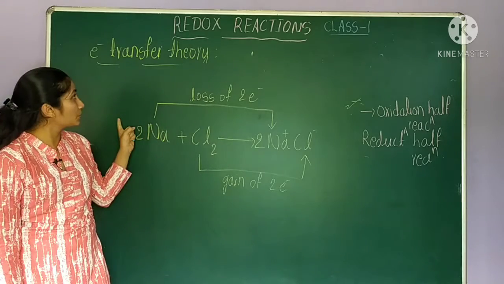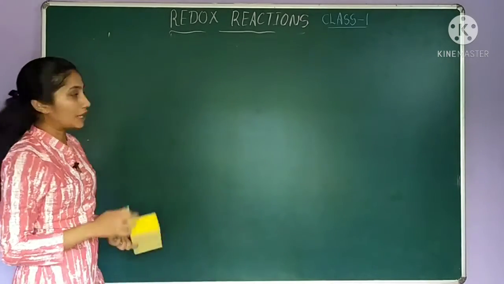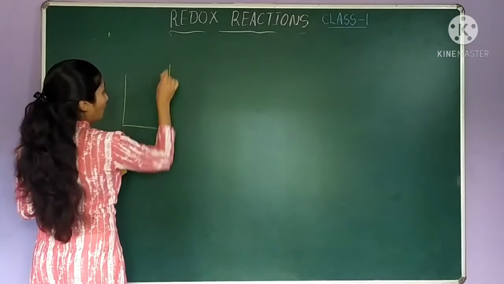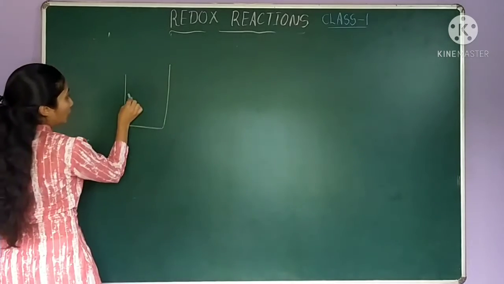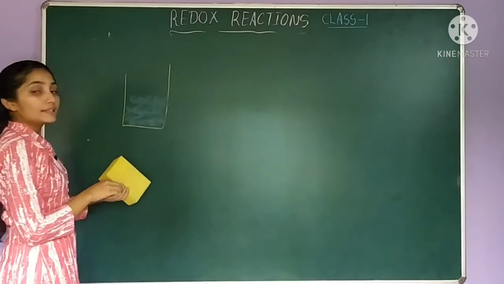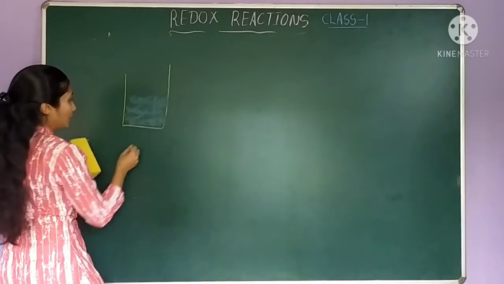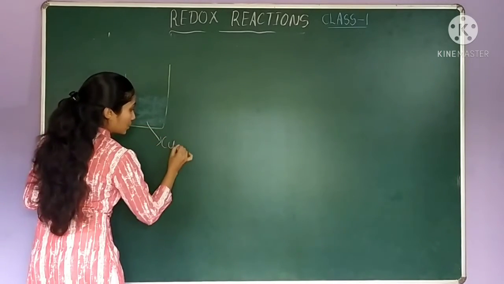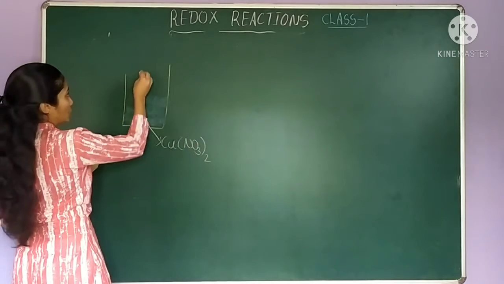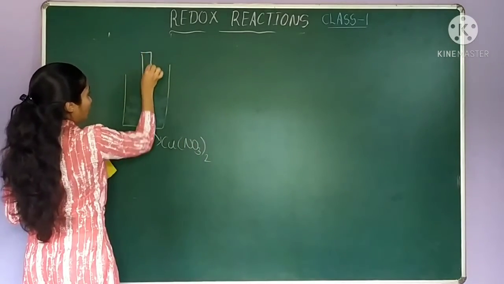Okay, so next is competitive electron transfer. Let us take a beaker which contains copper nitrate solution, which will be blue in color. So what's the reason for the blue color of this solution? That is Cu plus 2 ions. Cu plus 2 ions are blue in color. Cu(NO3)2, copper nitrate solution, and let us dip a zinc rod in this.